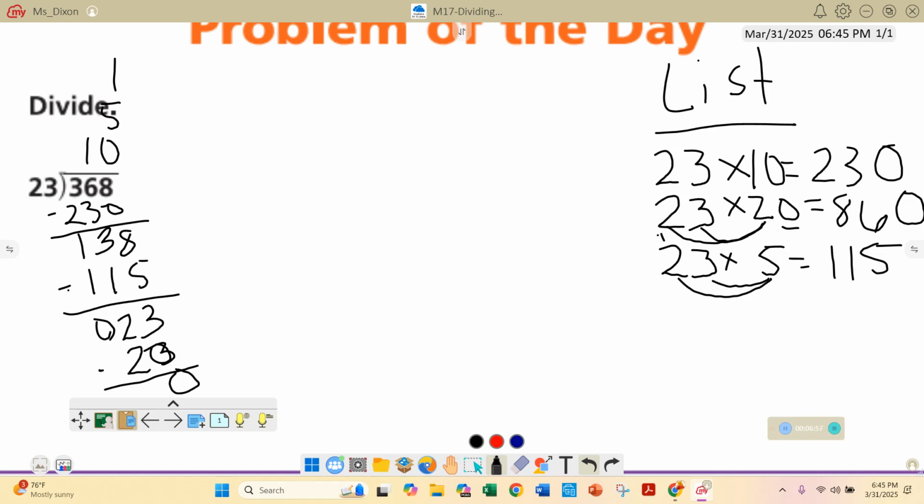Now can we stop? We certainly can, because 0 is less than 23. To get our final answer, we're going to add all of our partial quotients together. That's 10 plus 5, which is 15, plus 1, which is 16. So your final answer for our problem of the day is going to be 16.